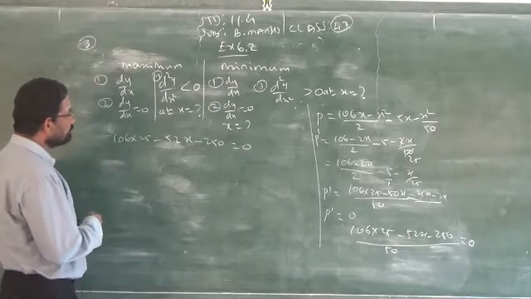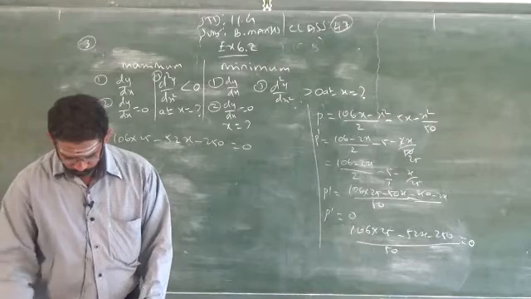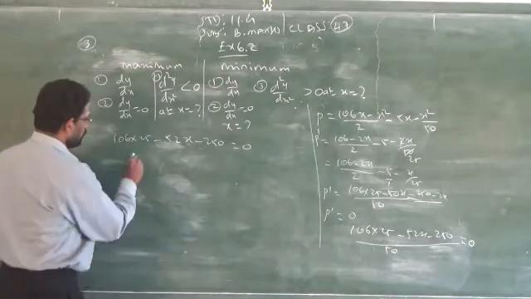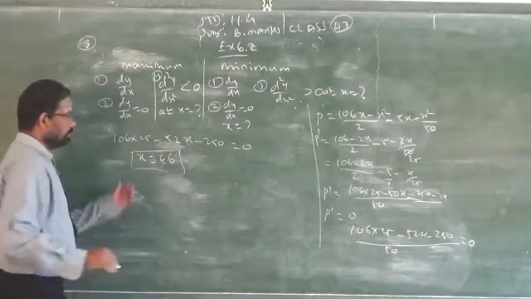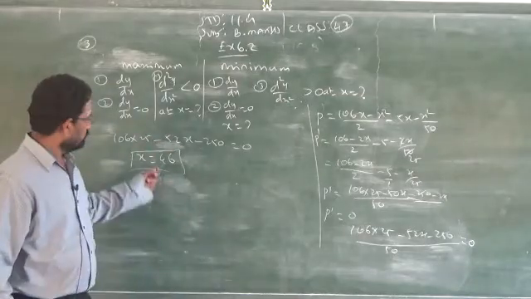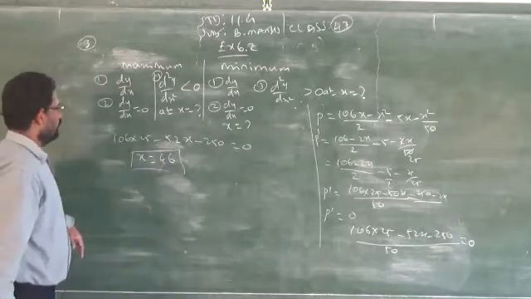Now you have to simplify and find the values of X. You will get X is equal to 46. After simplifying, you will get X is equal to 46. So you have to simplify and find out the answer. Check whether it is correct or wrong. Clear? So you will get X equal to 46.